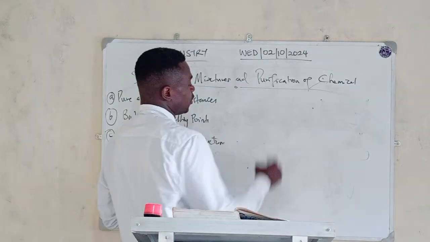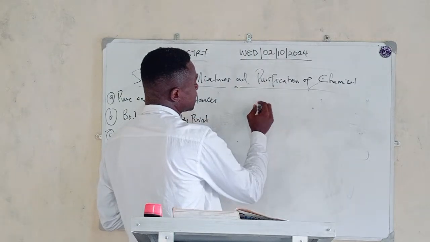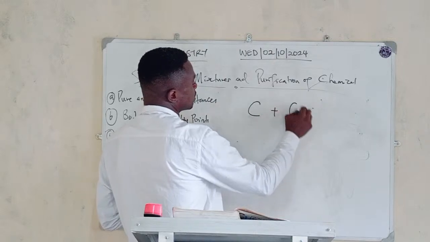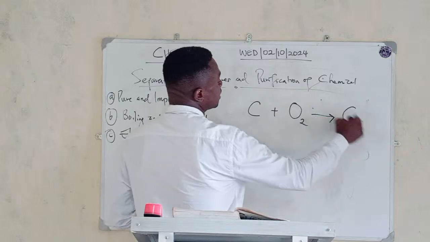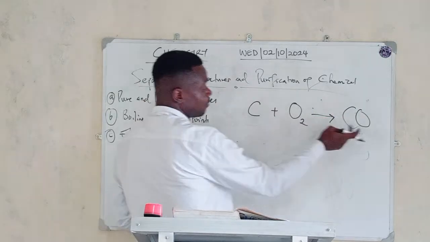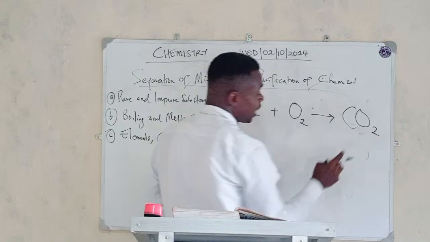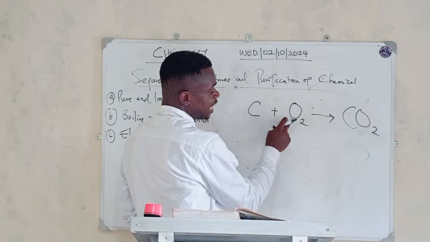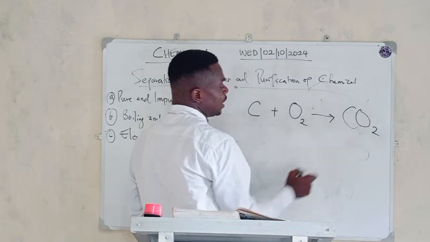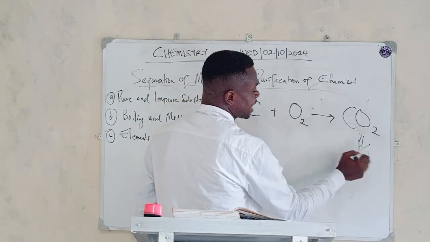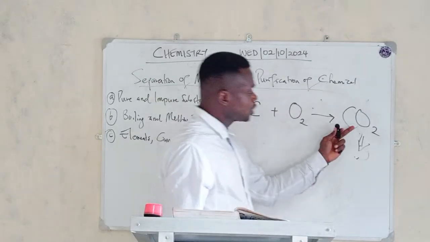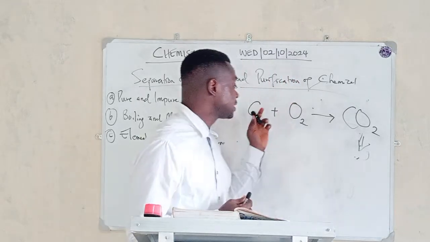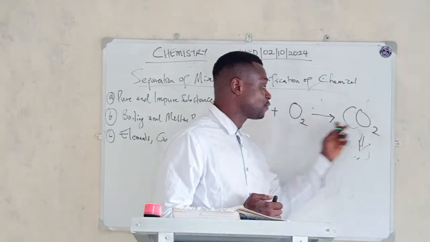Something like this: if we have carbon and oxygen and they react, they can form different products. The one that is acidic is CO2, formed in excess oxygen. This CO2 is acidic. This oxide is very acidic and can easily form an acid. That's what we mean by acidic oxide. Non-metals with oxygen form acidic oxides.